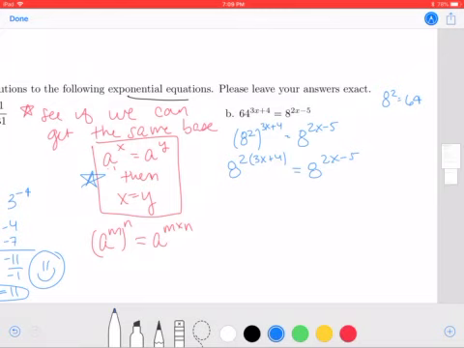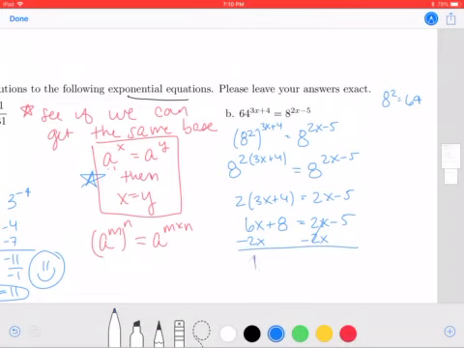Now I have bases are the same, set my exponents equal to each other. So I can just forget about the bases, those 8s, just focus on the exponents. On the left side, my first step is to simplify by distributing. So 2 times 3x plus 4 gives me 6x plus 8 is equal to 2x minus 5. Now I want to solve for x, so I'm going to get the x's to one side. And that gives me 4x plus 8 is equal to minus 5.